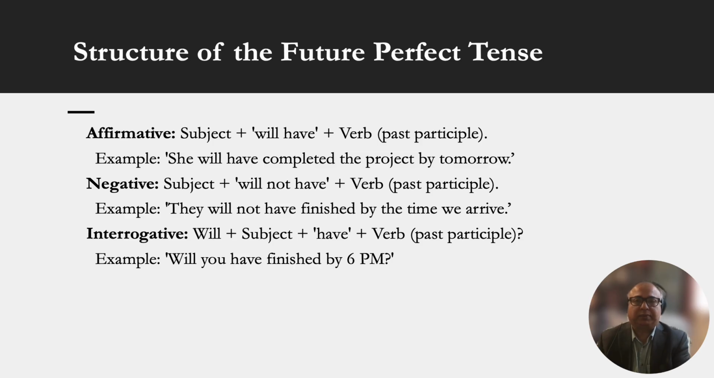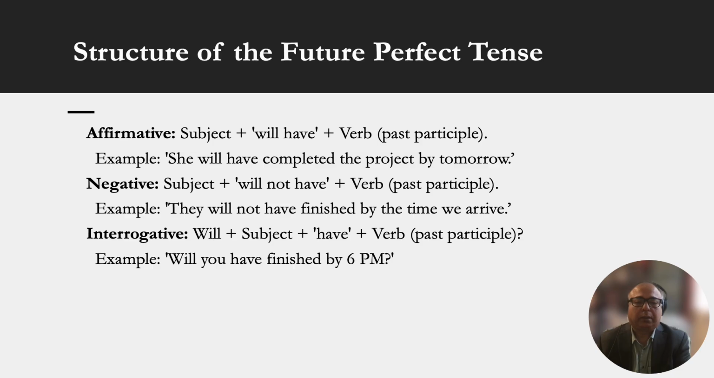So she will have completed the project by tomorrow. Now the example of take, took, taken that I gave you, those were irregular verbs. Completed is a regular verb. So we just attach the ed past suffix to it. She will have completed the project by tomorrow. And the negative form is easy. You just add not. She will not have completed the project by tomorrow.